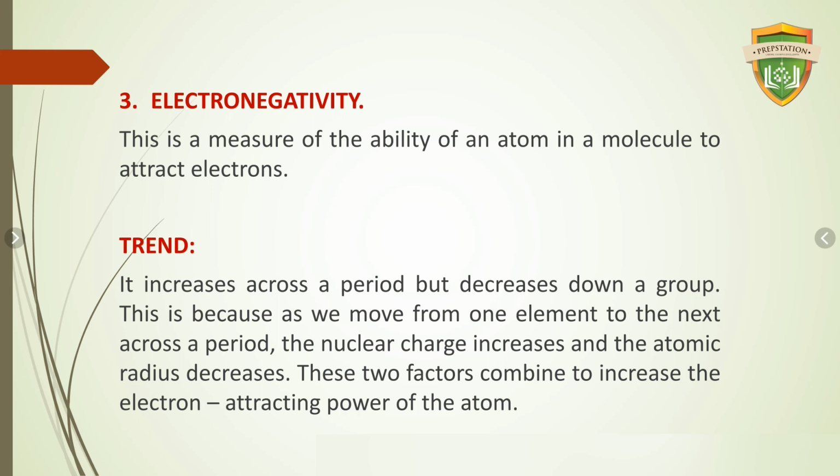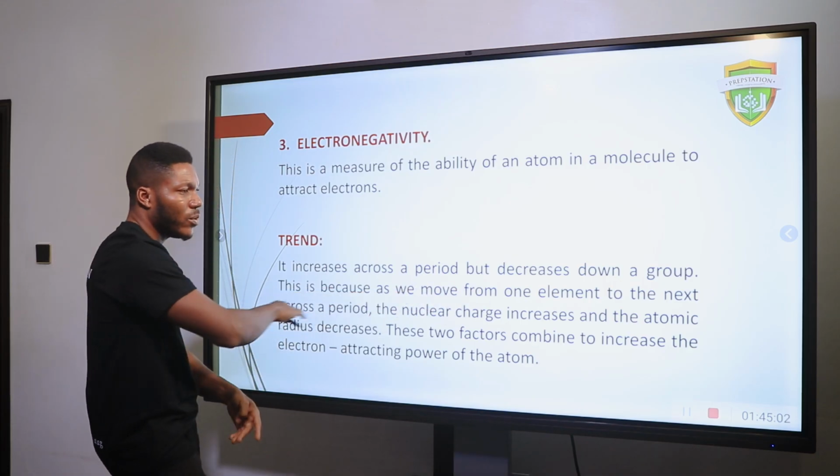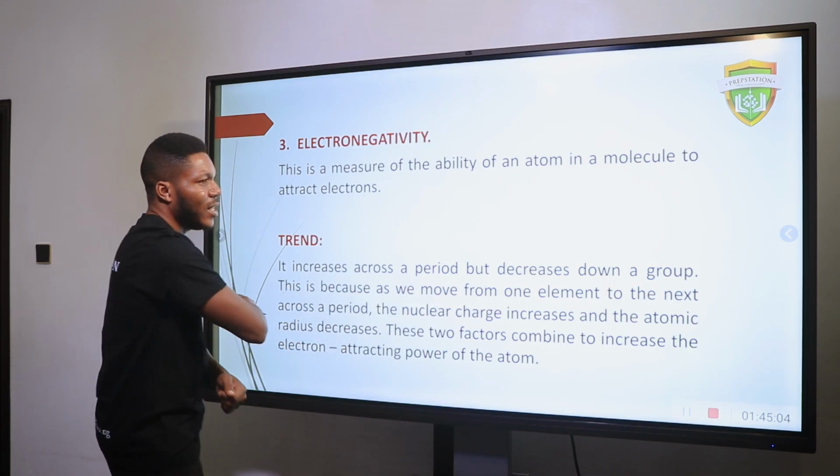This is because as we move from one element to the next across the period, the nuclear charge increases and the atomic radius decreases. The same thing: 2 factors combine to increase the electron attraction power of the atom. So as you're moving across the period, what happens? We are increasing the electronegativity.